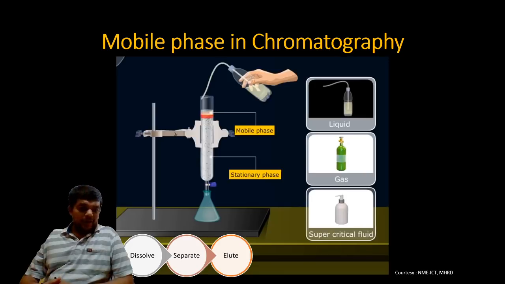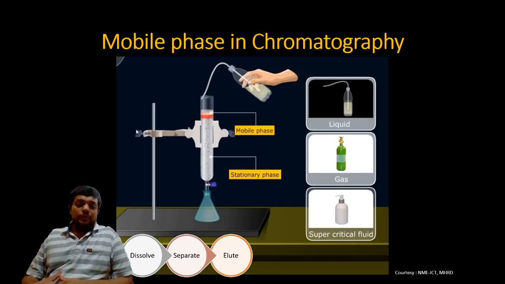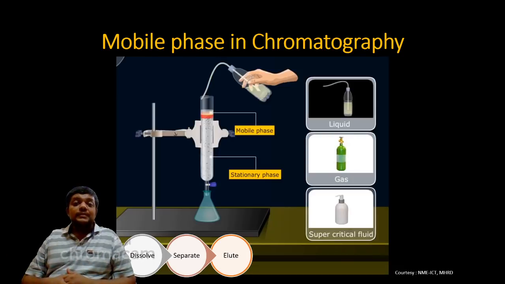Mobile phase in chromatography. Generally, when people discuss the mobile phase in chromatography, they restrict themselves to liquid or gas. But friends, make it very clear, there is no motive of restricting to liquid and gas. Even supercritical fluids like CO2 are nowadays used as mobile phase. Over here, what is the main motive of the mobile phase, or how can you select a mobile phase in chromatography?